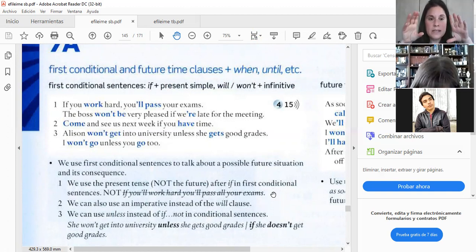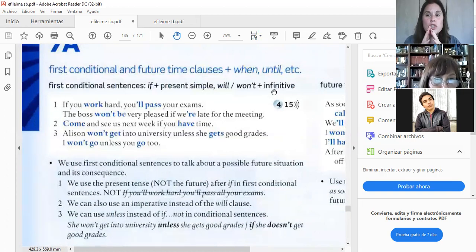Okay, this is the structure of the first conditional. In the part of the if, you put present simple. And in the second part, in the result or in the consequence, you use will plus infinitive. Okay? So we should always respect it. We cannot change it. No es que podemos poner el will en la parte del if y present, no. Esa es la estructura. Okay?